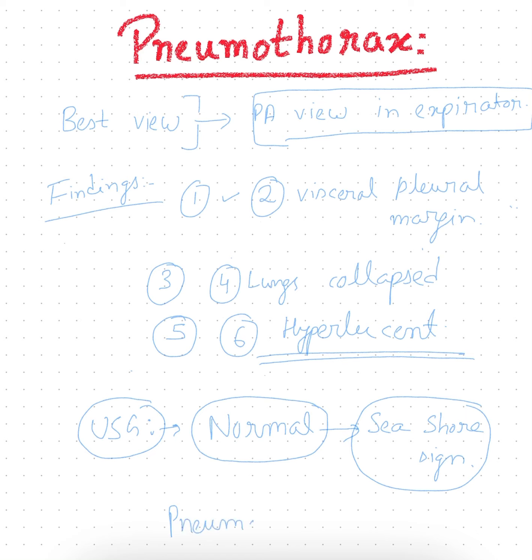While in pneumothorax, there will be no sliding of the parietal and visceral pleura, which leads to the barcode sign. Both the parietal and visceral pleura will appear static, just like a barcode, also called the stratosphere sign.